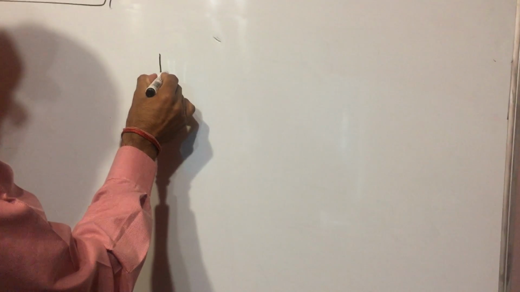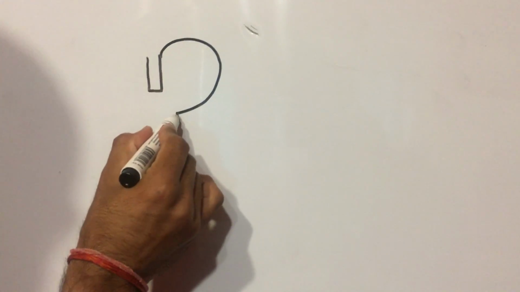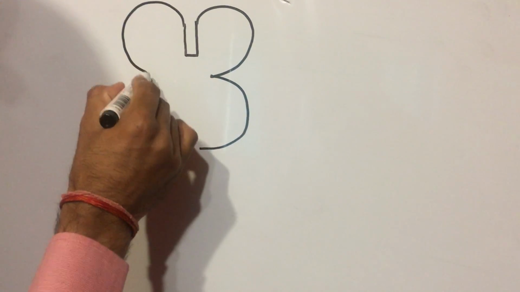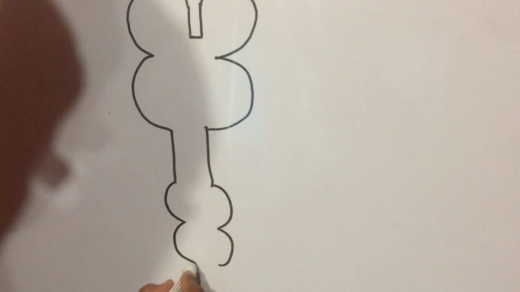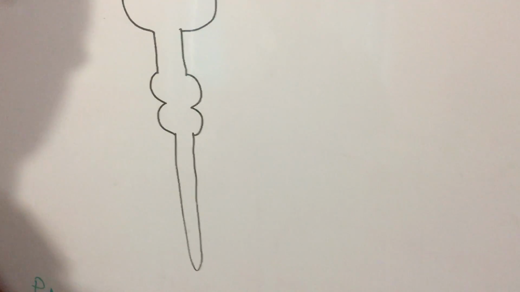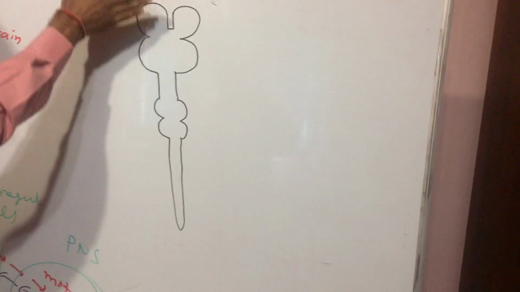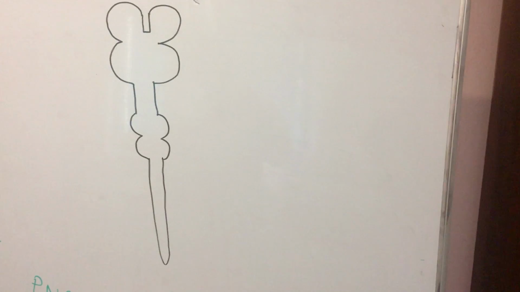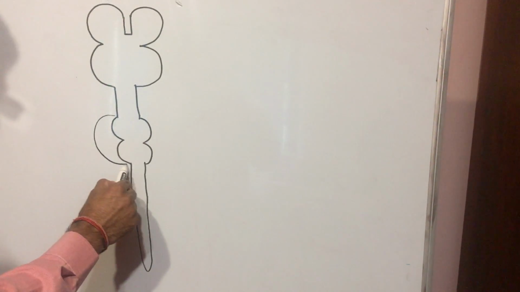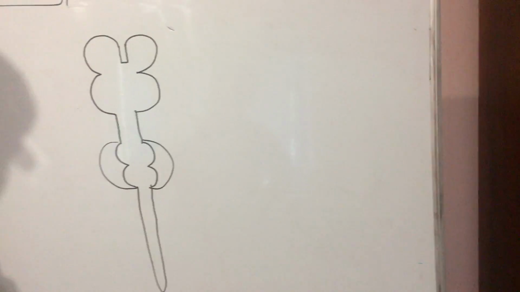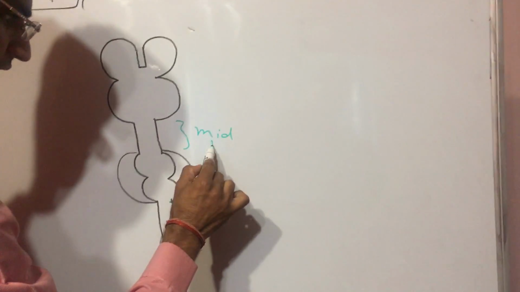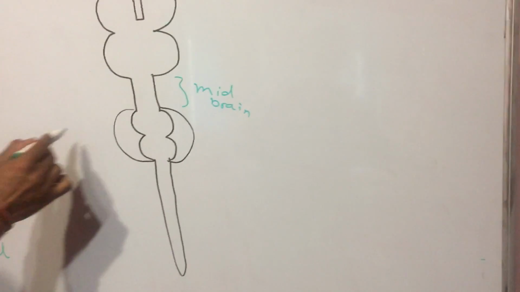I am drawing a rough diagram, a very rough diagram. I will explain a little bit later. What is this? This is the spinal cord. This is the front section of the CNS. Here is the cerebellum. This is our cerebellum. This is the cerebrum. And here we can see the midbrain. How to remember the midbrain? Here. This is our hindbrain.